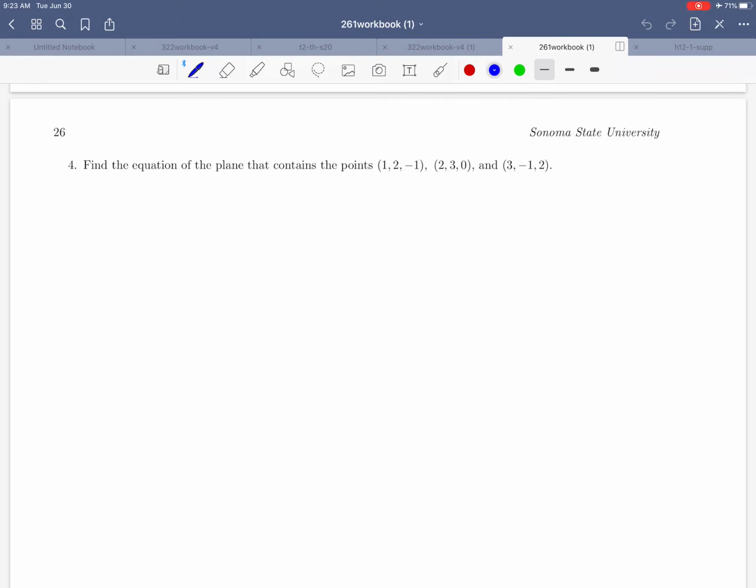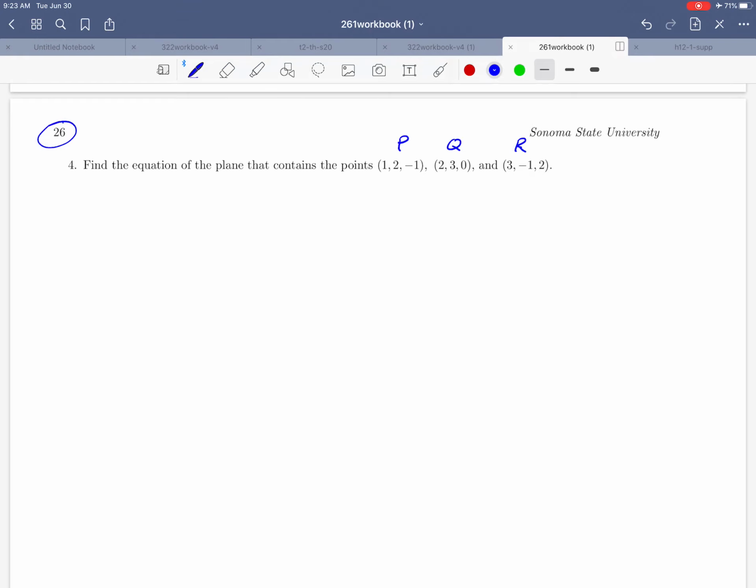Hi everybody, and welcome to exercise 4 on page 26 of the workbook. In this problem we're going to be finding the equation of a plane that contains 3 points. I'm going to label these 3 points that they're giving us P, Q, and R just to make the process easier.